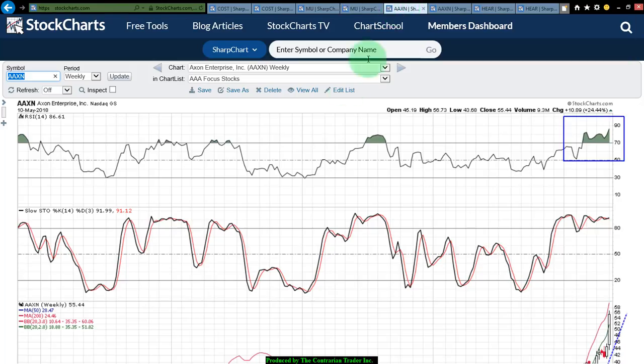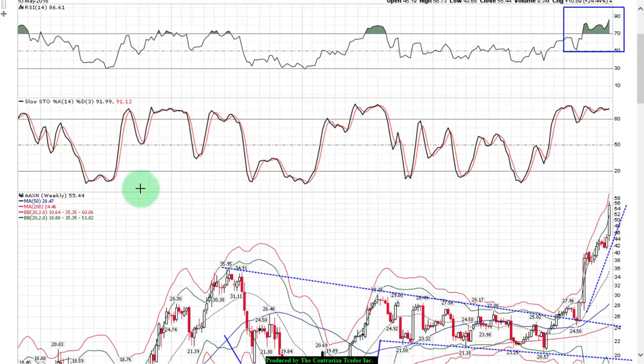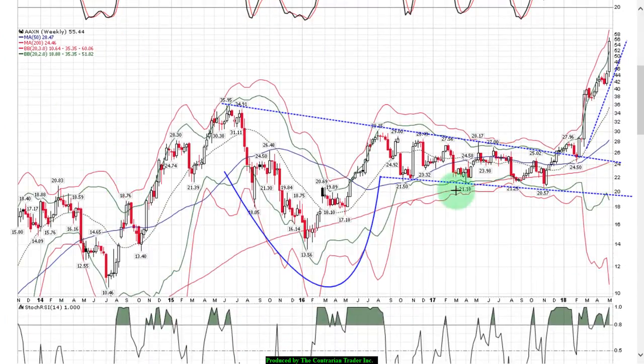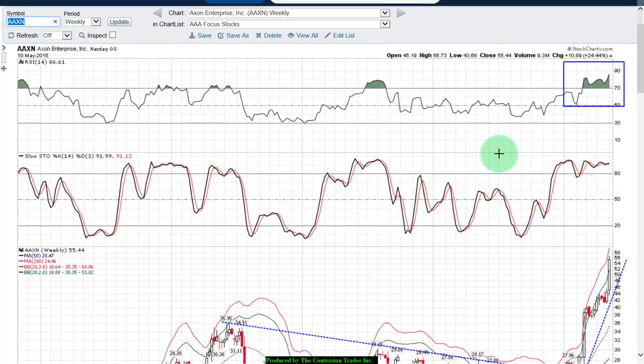Moving on, AAXN, Axon Enterprises, weekly chart. An outstanding breakout here. Cup and handle formation. We broke out back in November. Retested in January. Continuation breakout in February. And it's been off to the races ever since.